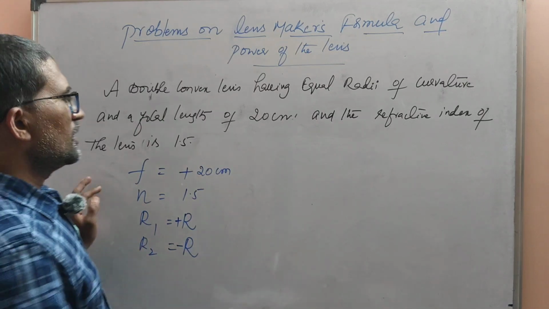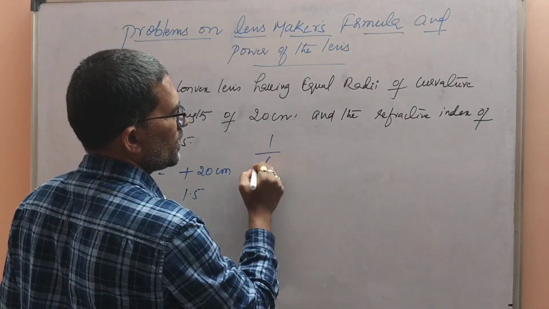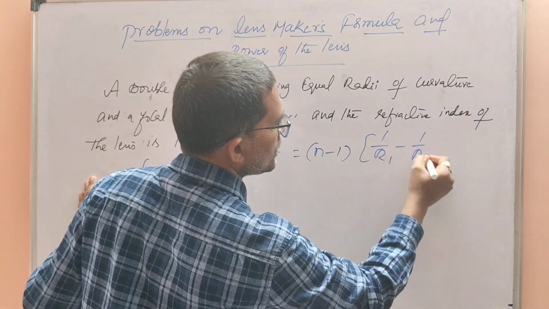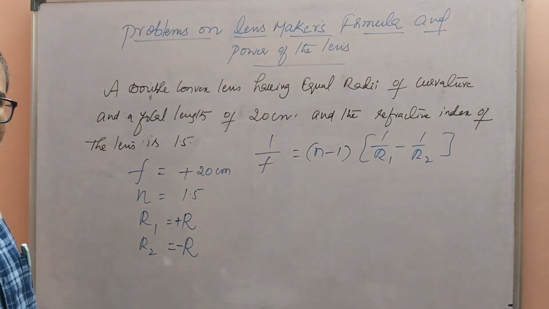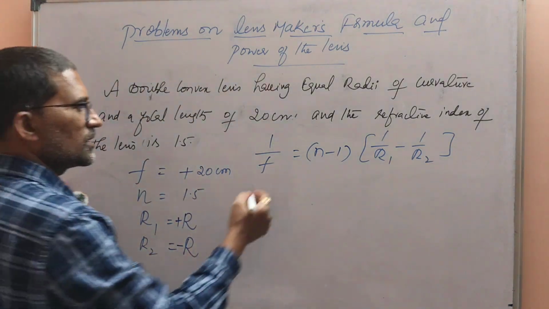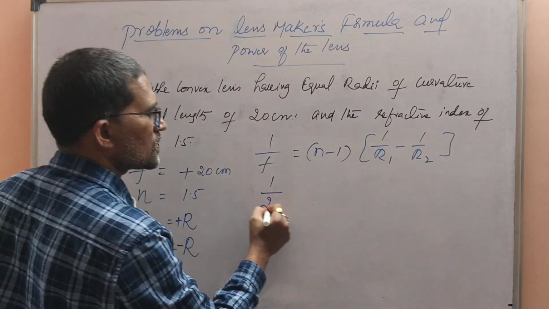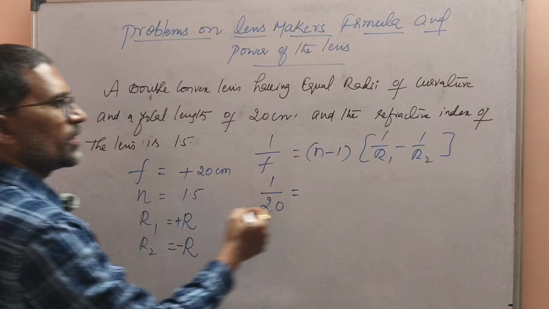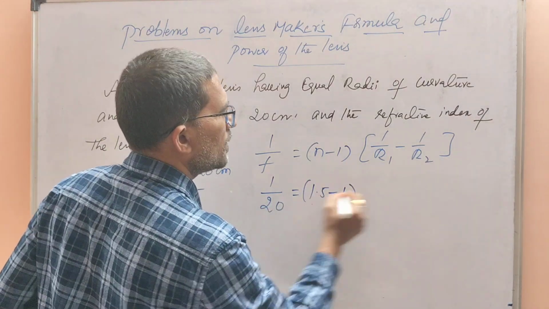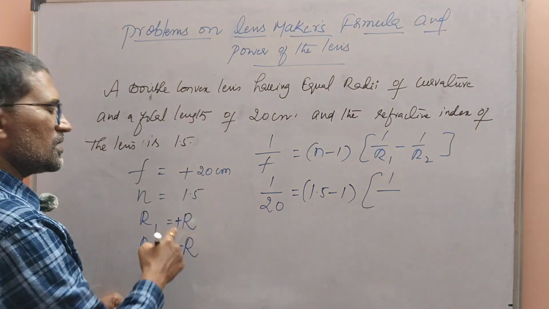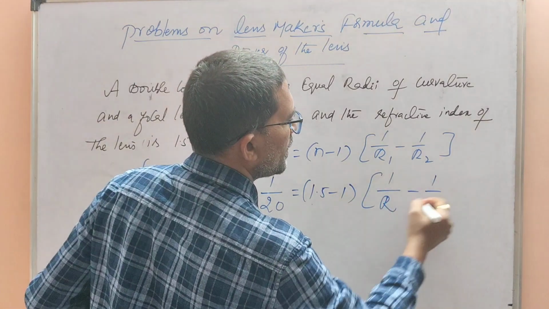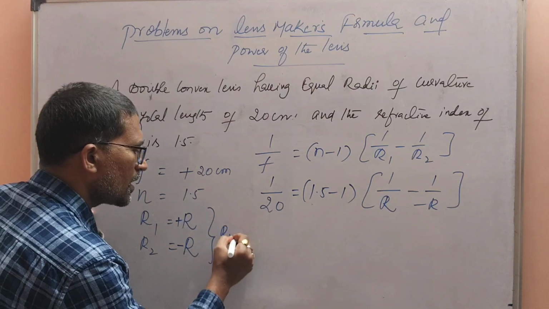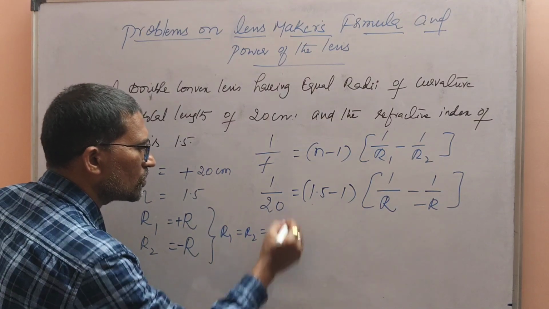Then use the lens maker's formula: 1 by f is equal to (n minus 1) into (1 by R1 minus 1 by R2). You have to use this formula. Please remember the conventions. The focal length is plus 20; I will write simply 20, no need to write the plus sign here. Equal to n, which is 1.5, minus 1, into 1 by R1, which is R, minus 1 by R2, which is minus R. For a simple understanding, R1 is equal to R2 is equal to R.